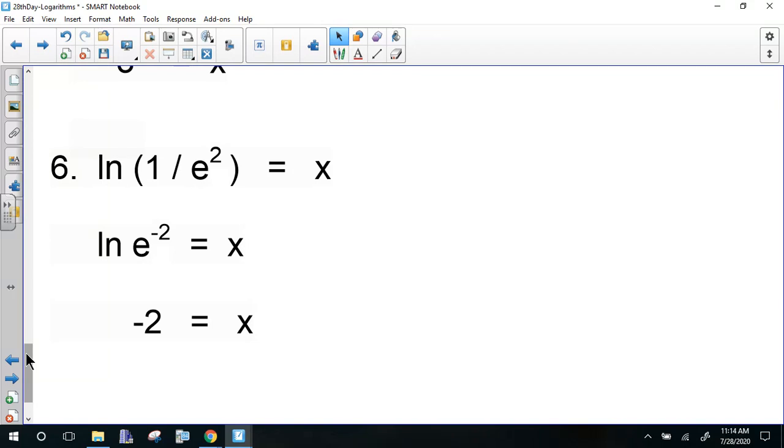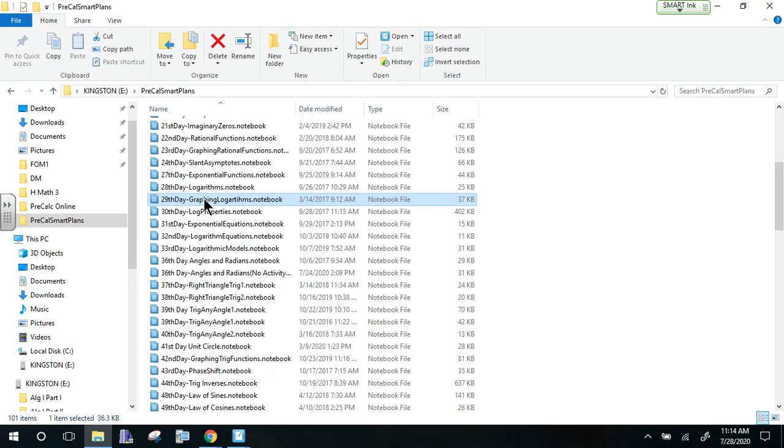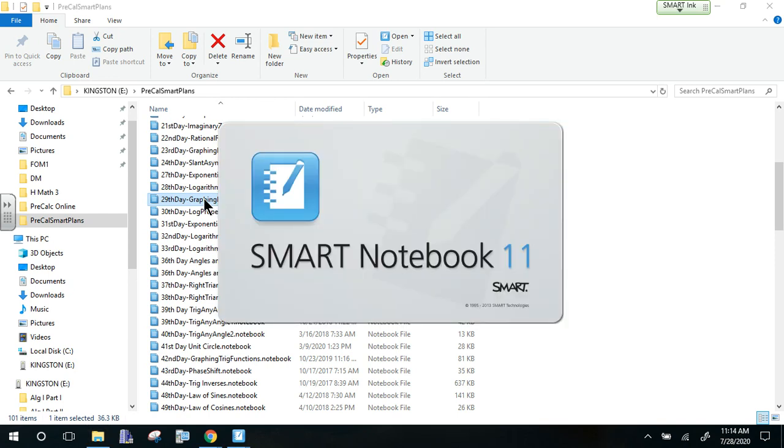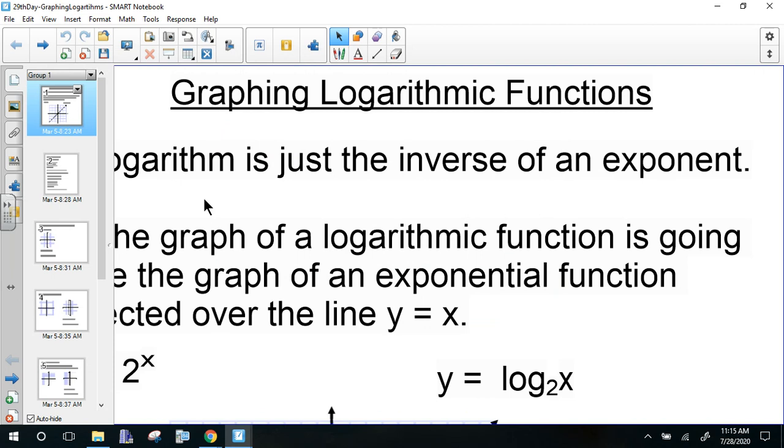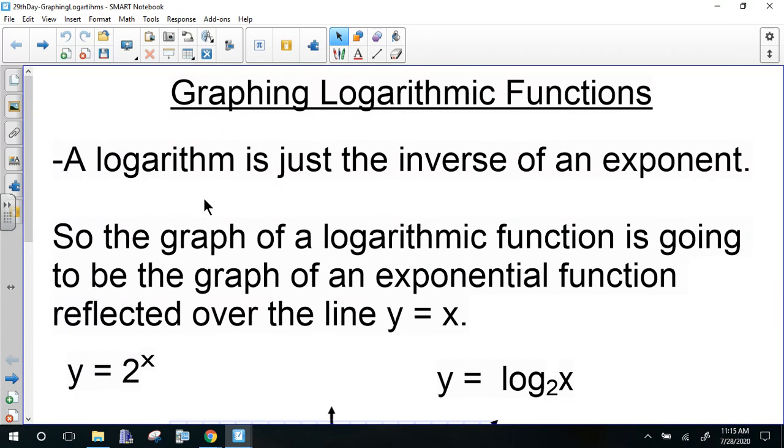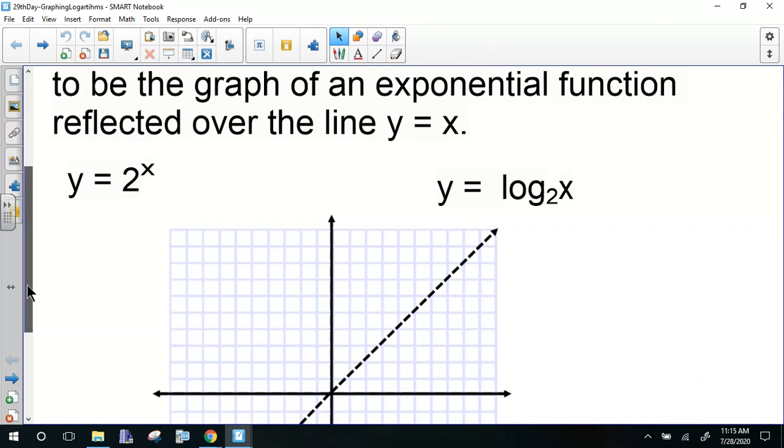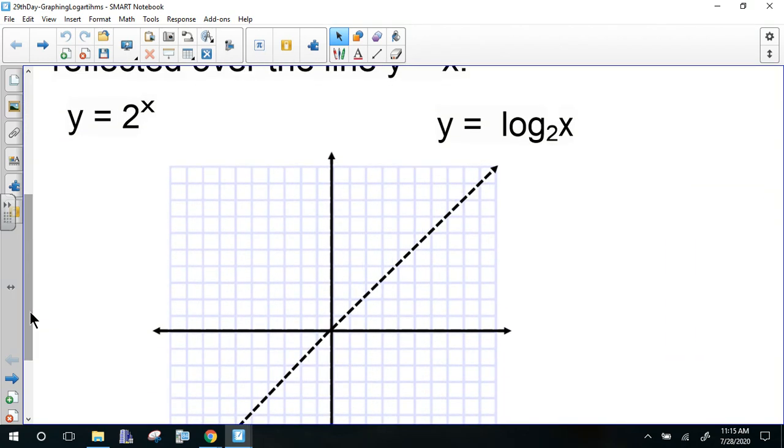So now let's look at some graphs of logs and exponents. Remember, a logarithm is just the inverse of an exponent. So the graph of the logarithmic function is going to be the graph of the exponential function reflected over the line y equals x. Remember back from unit 1, if you graphed a function and its inverse on the same graph, they would reflect over the line y equals x. This dashed line is the graph of the line y equals x.